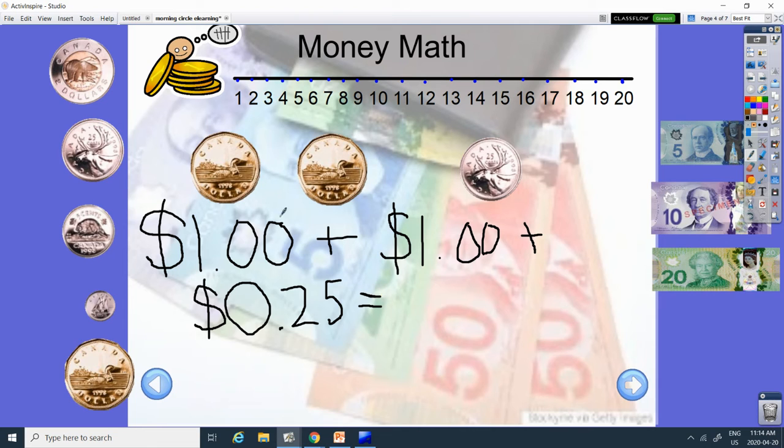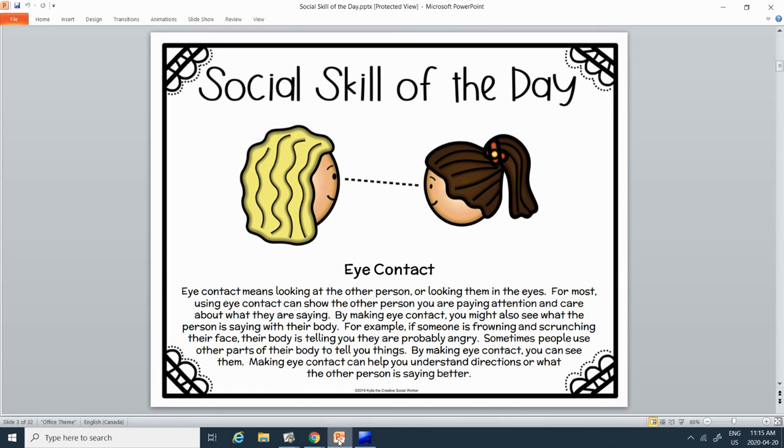Okay, let's add these up. So I've got $1 here plus another dollar, and there's no dollar here. So what is 1 plus 1? I hope you said 2. So we've got $2. And then there's no cents here. Here, how many cents do we have? 2, 5, 25. So I've got $2 and 25 cents. 2 loonies and a quarter. Great job.